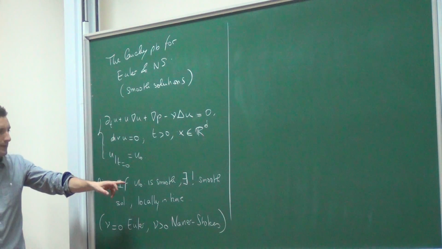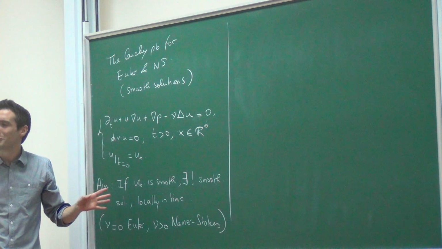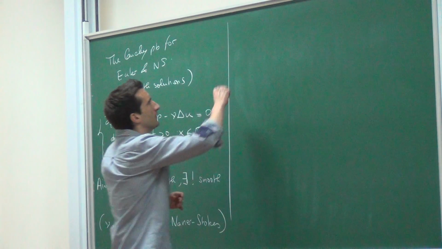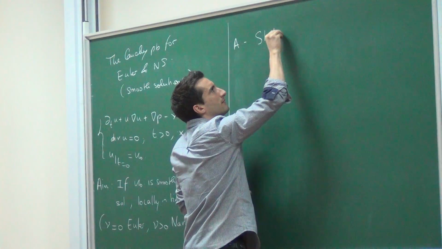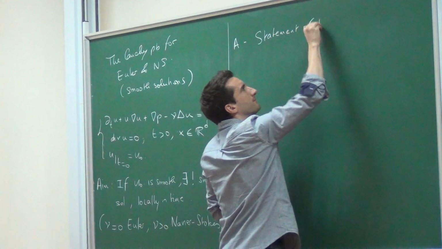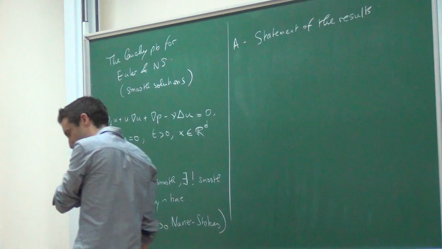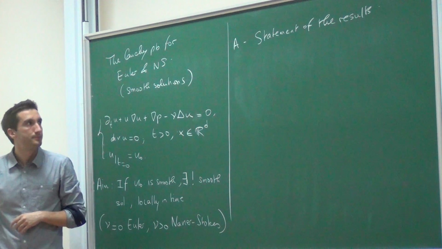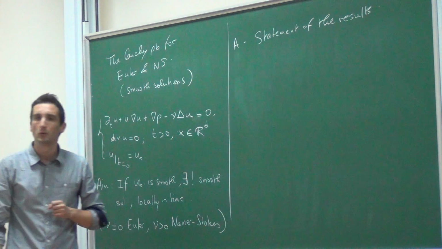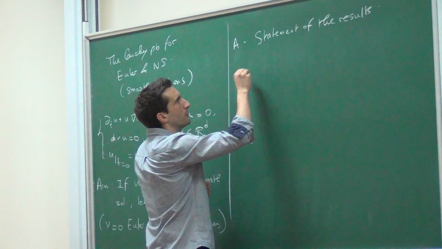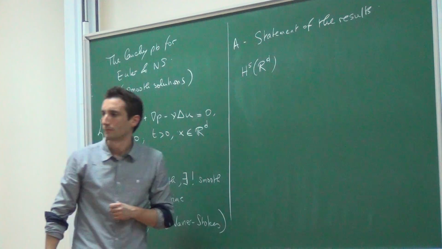Okay, so first I have to tell you what I mean by smooth and what I mean by there exists a unique smooth solution. Okay, so that's the first paragraph, statement of the results. So, for smoothness, I will use Sobolev spaces. Okay, so the starting point is the Sobolev space H^s of R^d.